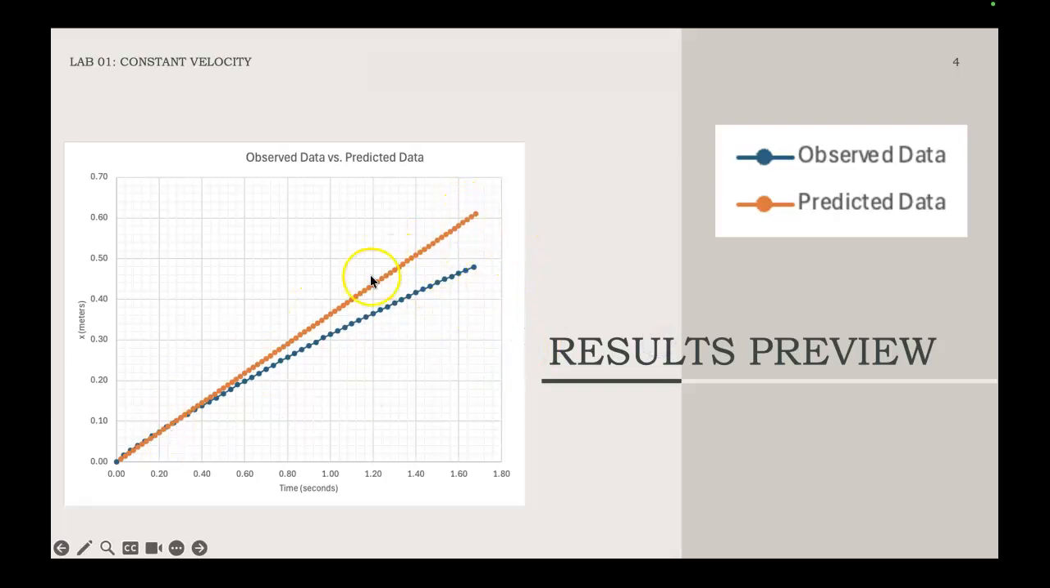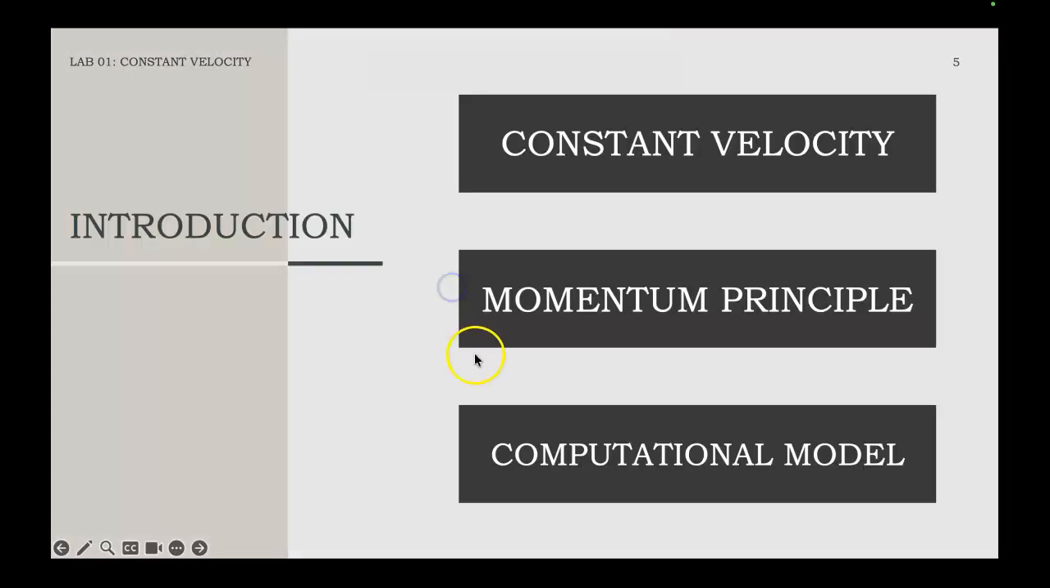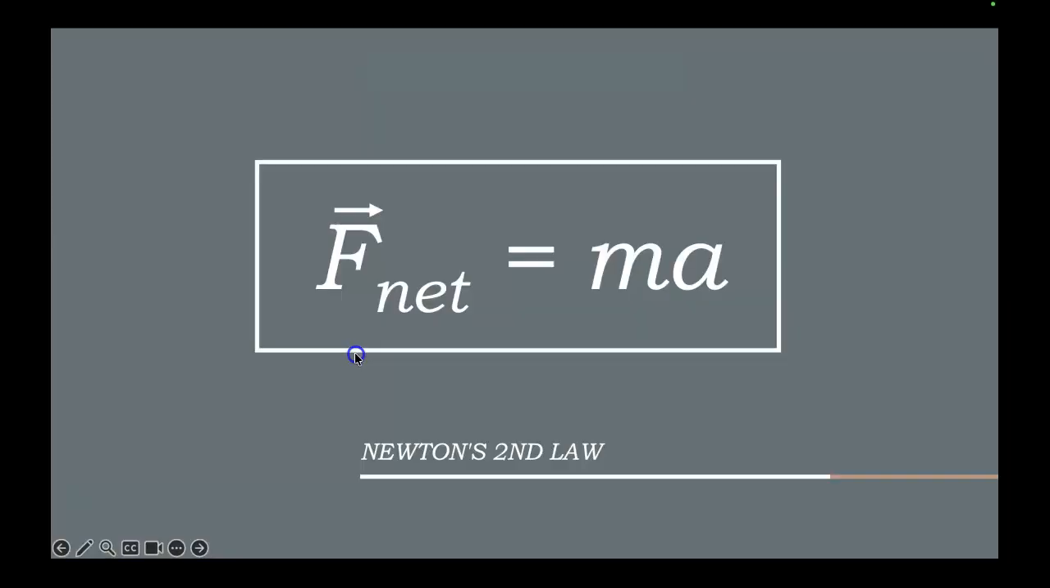We have our predicted data, which is from our computation model, as well as our observed data from the experiment. So this lab has three main components: our constant velocity, our main physics idea which we applied, which is the momentum principle, as well as the computation model that we coded using VPython.